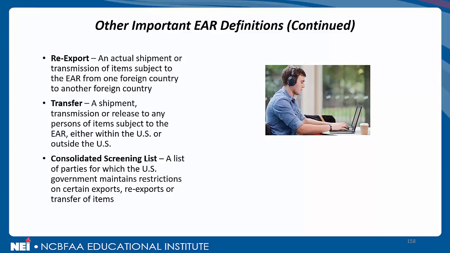This has to do with end users. And remember from our definition going way back in the Master Export Specialist program that a party can be a person, a company, an organization, a government entity. So that's what we mean by a party. And that certainly applies here for use under the Consolidated Screening List.